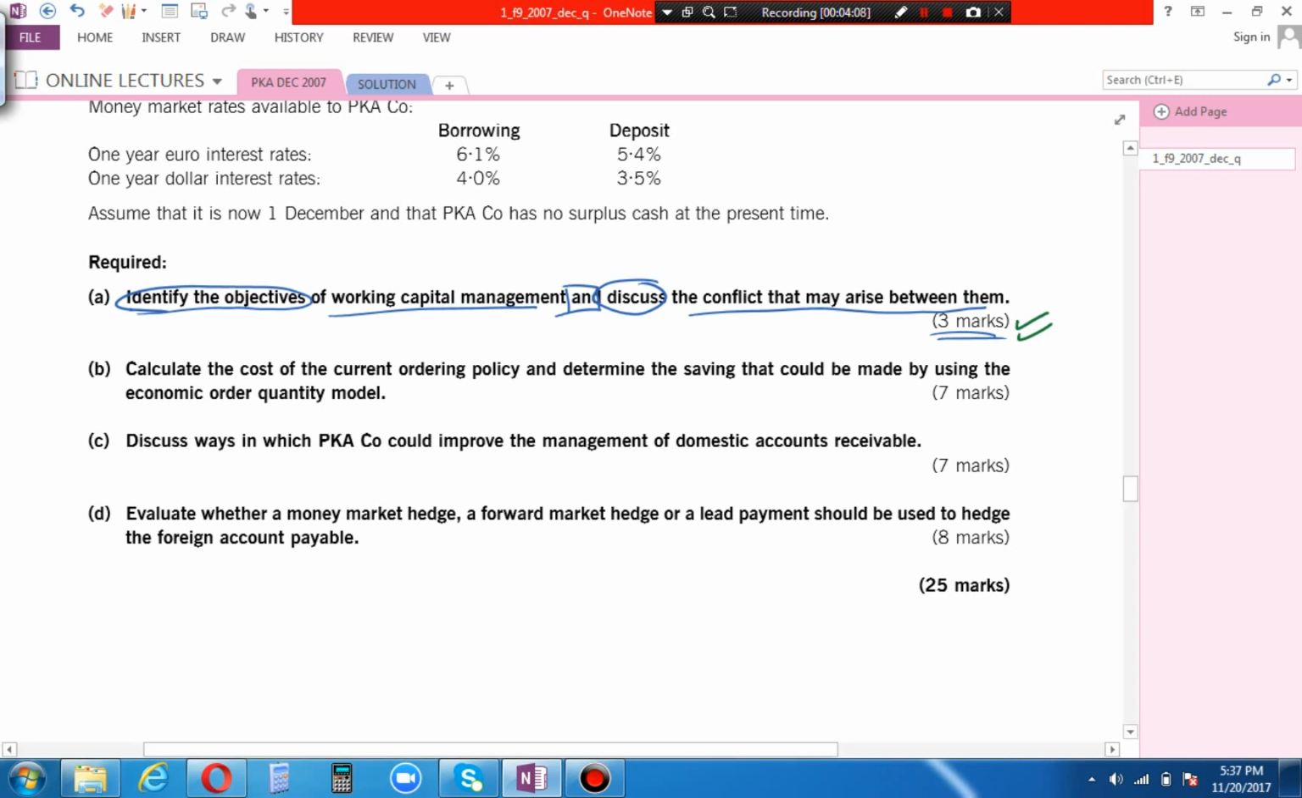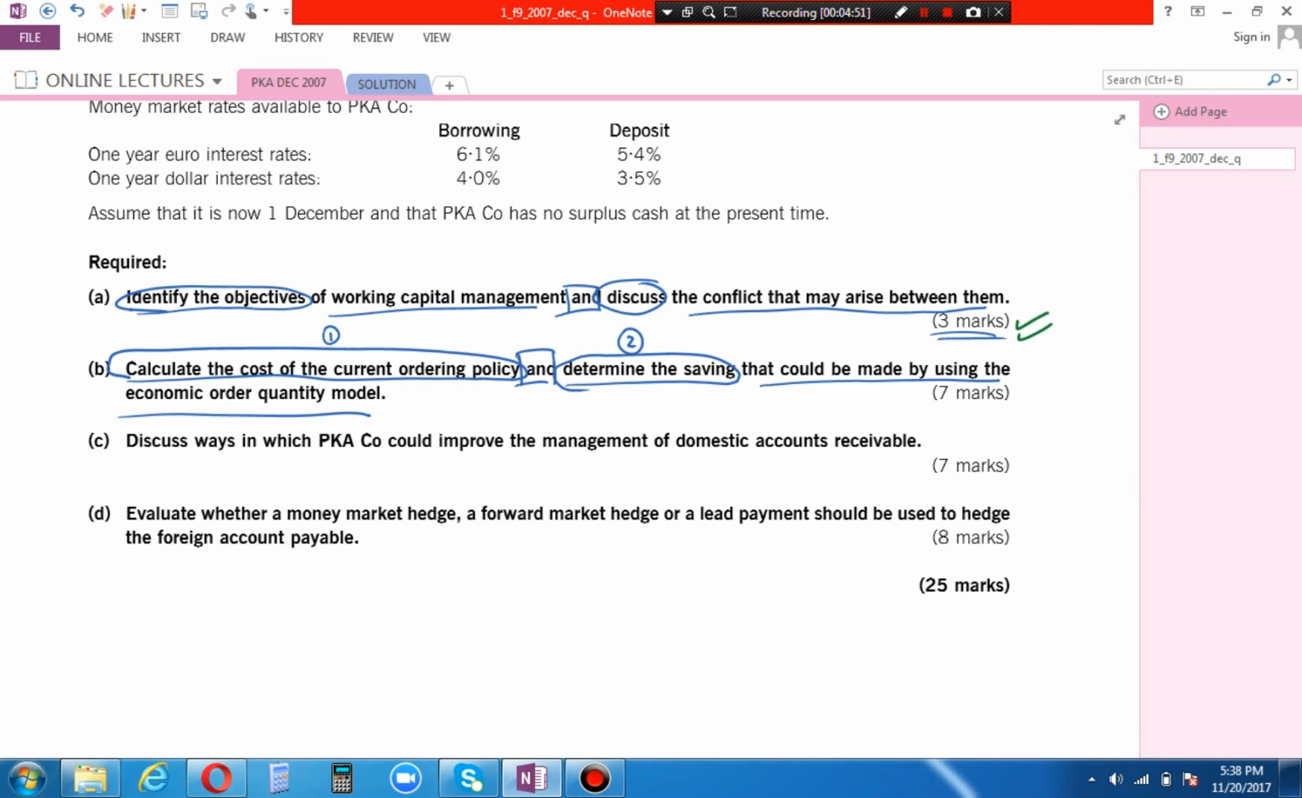Okay, so the second part of the question is calculate the cost of current ordering policy and determine the saving that would be made using economic order quantity. So again, there are 2 parts of the same question, and the first question is saying calculate the cost of current ordering policy, and the second part of the question is determine the saving if you use economic order quantity rather than your current policy, right? The third question is about receivables management, so we'll skip that at the moment. We'll solve the first 2 parts, part A and part B first, and then we'll come to part C.